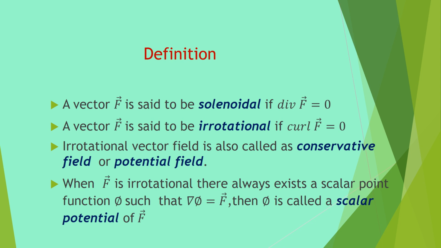So what is this del phi? Del phi means the gradient of phi. So when we have an irrotational vector F, we can always find a scalar point function phi such that F is equal to del phi. Now let me explain some examples related to this topic.